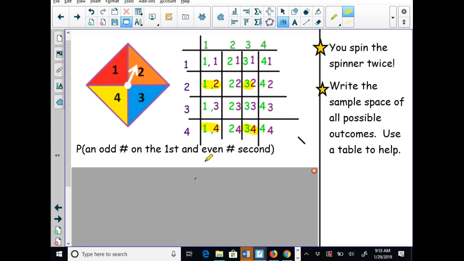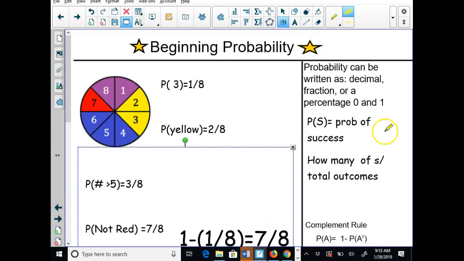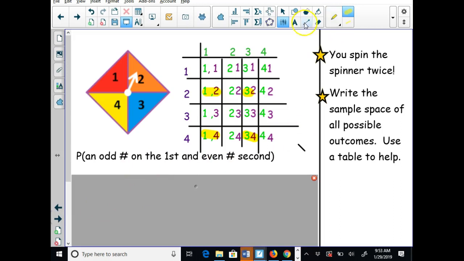So what we want to do right now, again, probability is the number of successes we have, so how many are there, divided by our total outcomes. So we need to count that out. There are 4 successes right now, divided by 16 total outcomes. 4 times 4 is 16, or if I add all those up, there's 16 total outcomes. And I can leave my answer just like that.